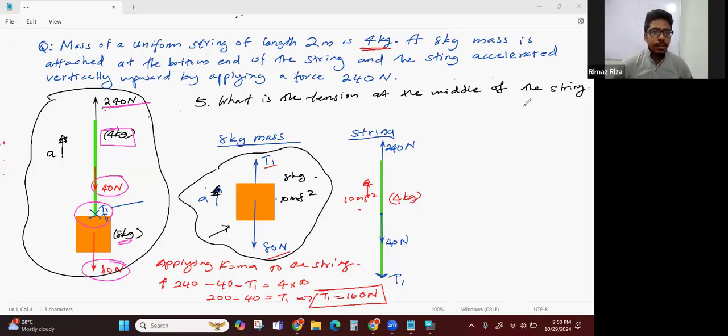Okay, what is the tension at the middle of the string? So the midpoint you can find here. So here's the point, the midpoint. So at this point you want to find the tension, right? Okay. So since this is the first question, I will explain this. Okay, I already got an answer as 40 Newton. Let us see. Appreciate.